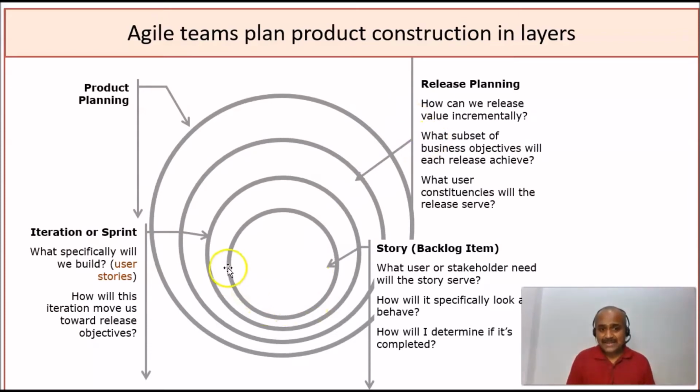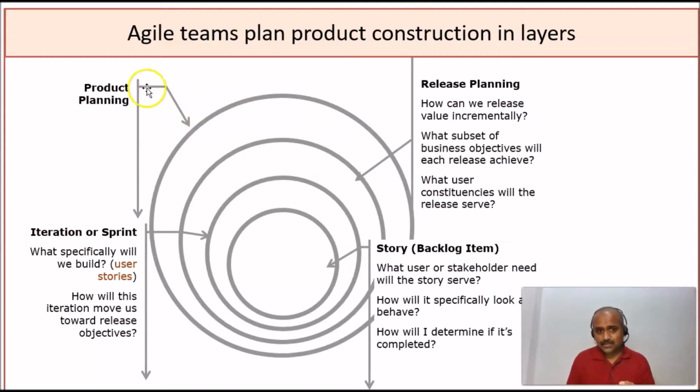Similarly, my friends, as part of the sprint planning event, we give guidance to story planning. That means what user or stakeholder needs will the story serve? How will the story specifically look and behave? How will I determine if it is completed? That means the definition of done of a story.